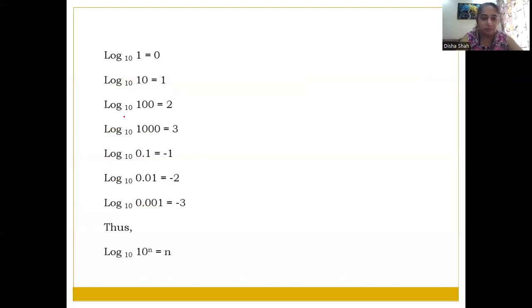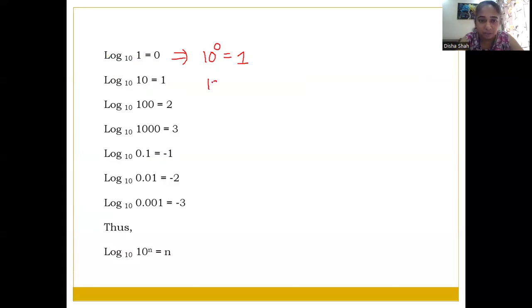Okay. Now, log of 1 to the base 10 is equal to 0. Why? Because 10 is the base, power is 0. So 10 raised to 0 is how much? 1. Yes. So 10 raised to 0 is 1. So we can say that log of 1 to the base 10 is 0.